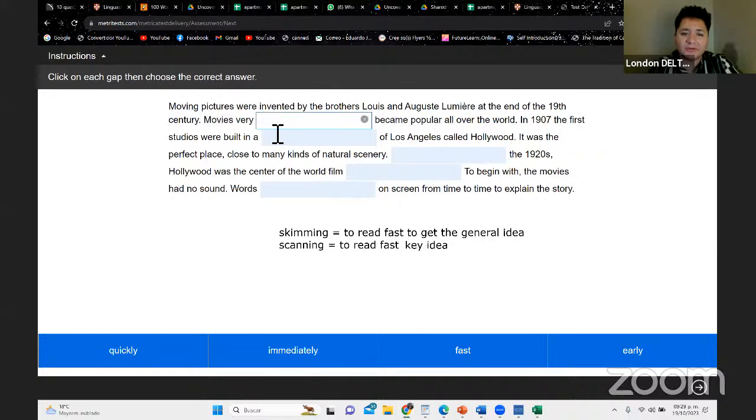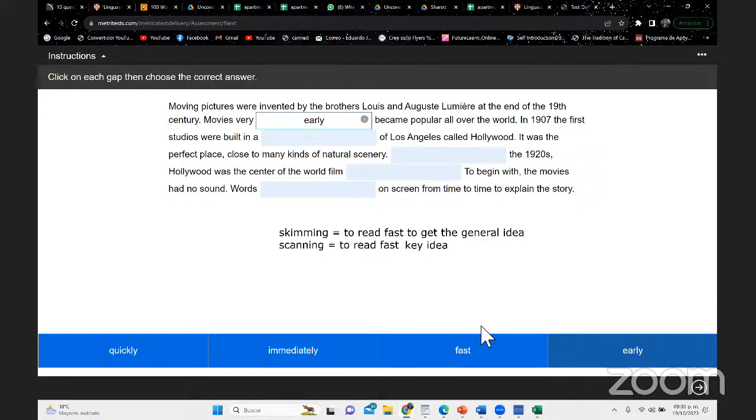An adverb. Okay. Are all these options adverbs? Yes, they are adverbs. Quickly is an adverb. Immediately, fast is an adverb. Early is an adverb. All of them are adverbs. So, do you think this first exercise is about grammar, vocabulary, or comprehension? What do you think?